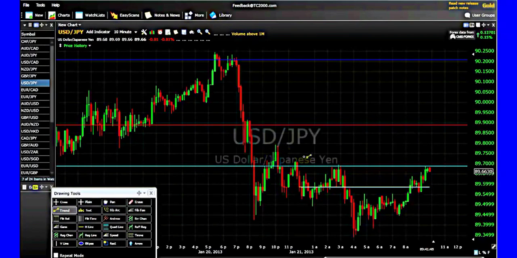I'm on a 10-minute chart because I want to stay away from the crowded 5-minute chart. So I can draw lines on my 10-minute chart. I'm just going to draw some lines like this. So there was a high, a lower high.